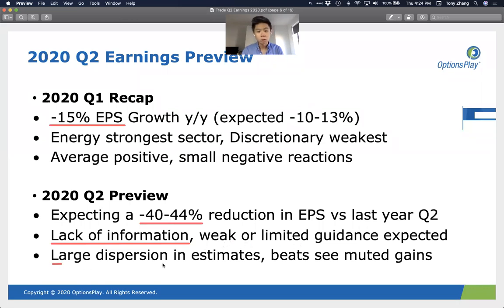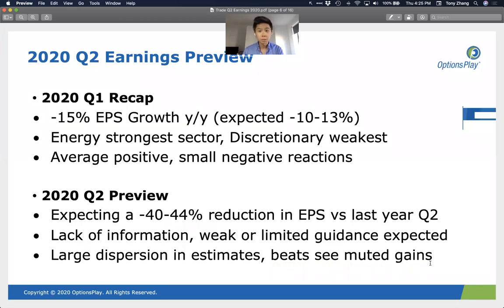Right now there's a very large dispersion in terms of estimates, and beats are likely going to see muted gains. And that's exactly what we're seeing so far in the stocks that have reported this week. This is really the first week that earnings season has kicked off in any significant way in terms of stocks that have a significant market cap. This is the first week that they have reported.